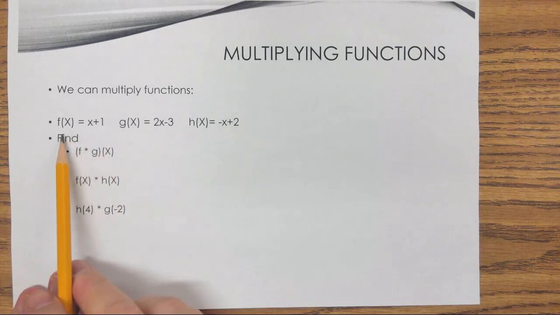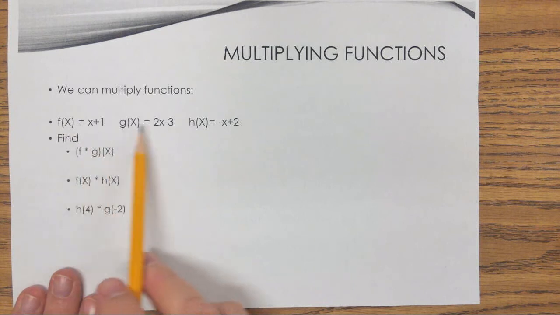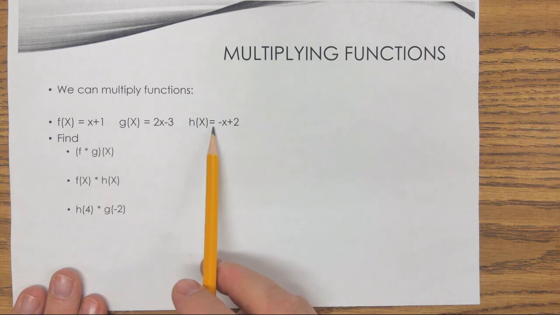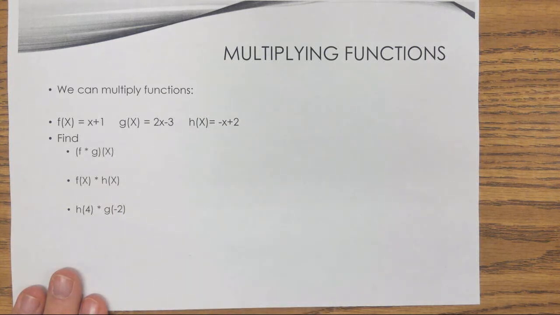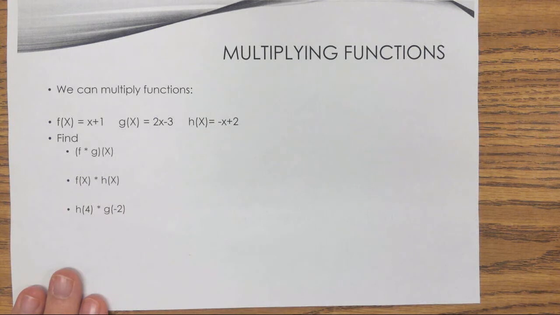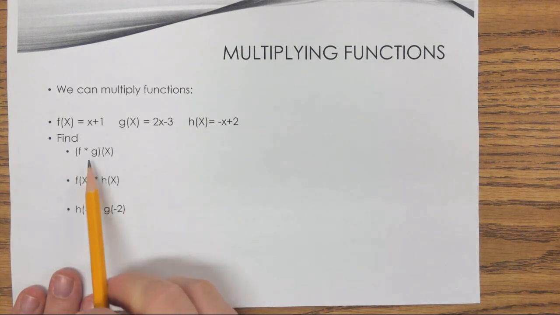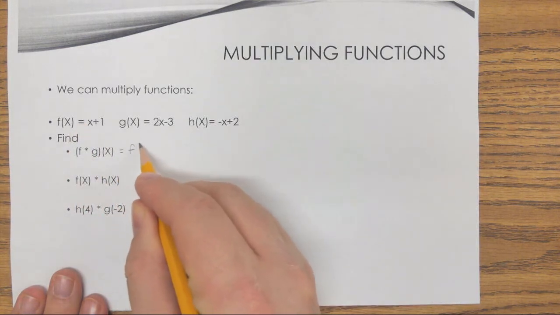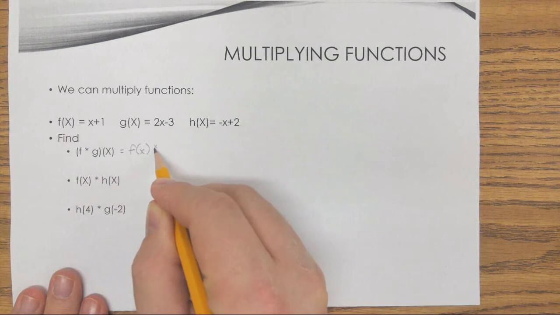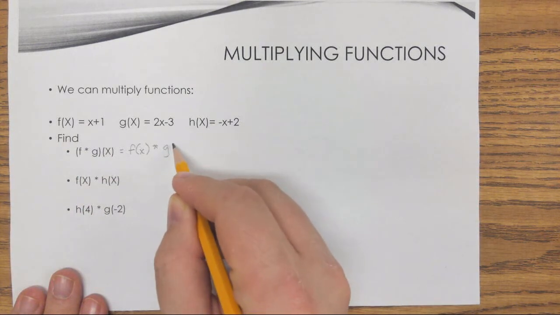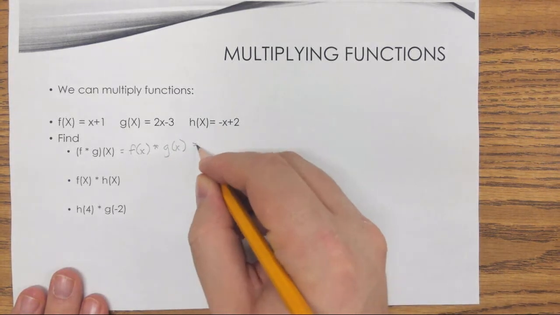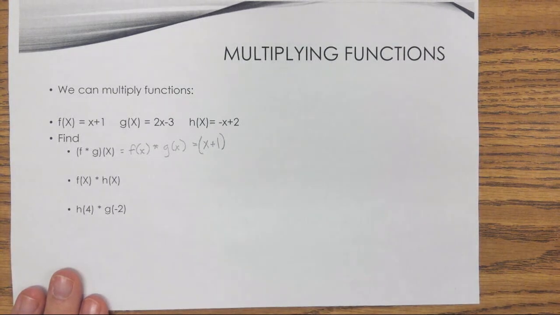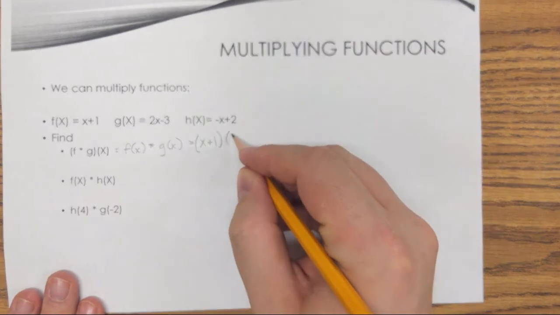So sometimes they might give you a list of a bunch of different functions. So here's 3 different functions. f of x equals x plus 1, g of x equals 2x minus 3, h of x equals negative x plus 2. And they'll give you a few little problems to solve. So f times g of x. So I'm taking this, and I'm saying this is the same as f of x times g of x. So I'm taking f of x and plugging that in, x plus 1. I'll put that in parentheses, and then I'm going to multiply that by g of x.